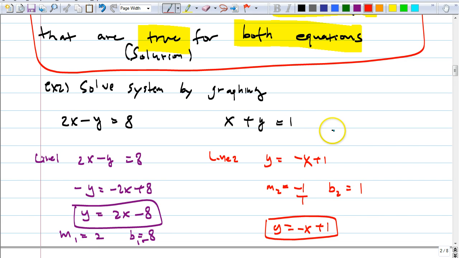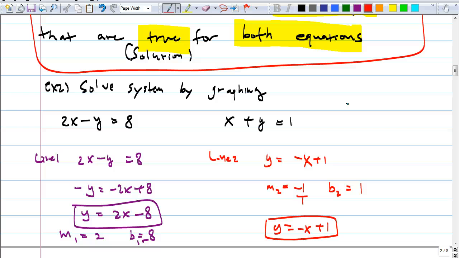How many people got the solution after you graph? Good. Sophia, what did you guys come up with? So what's the solution? After you graph, where do they intersect? Good. 3, negative 2. How many people got 3, negative 2? Very good. Kyle, do we know that they're going to intersect? That we're going to have one solution? How do you know this?